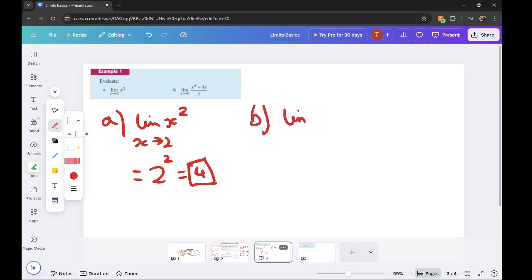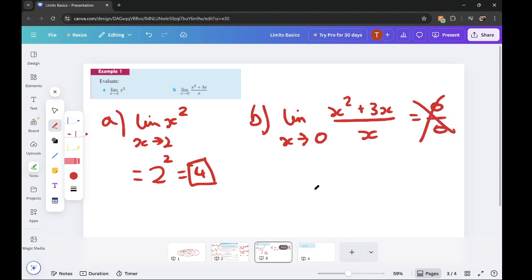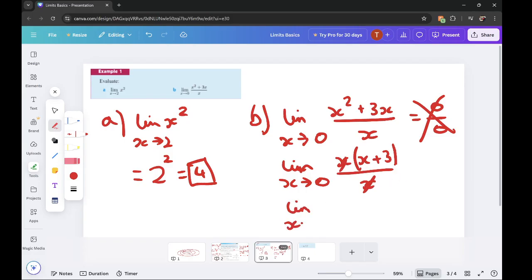So in part B, the limit as x approaches 0 of x squared plus 3x over x. The first thing we're going to try is obviously to plug in 0 into our function. As soon as we plug in 0, this becomes 0 over 0 once again. And we cannot have this at all. So we do the same thing we did in the other question. The limit as x approaches 0, we take out an x over here, x plus 3 over x, bam, cancel, bam, cancel.